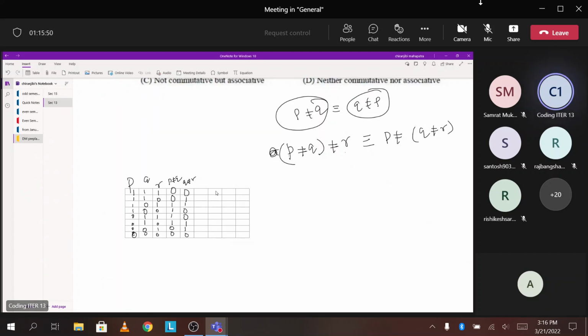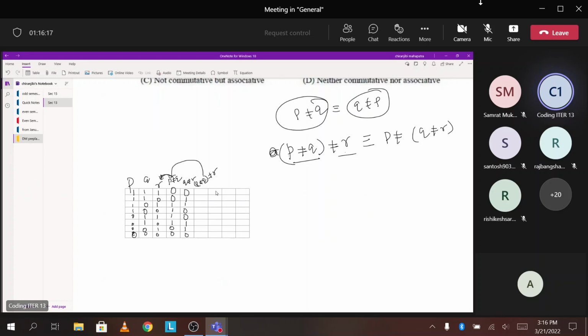ठीक है। Then next is these two statements, that is P not equals to Q not equals to R, ठीक है। P not equals to Q not equals to R. So just check these two columns for this. Just check these two, ये और ये दोनों को चेक करो.